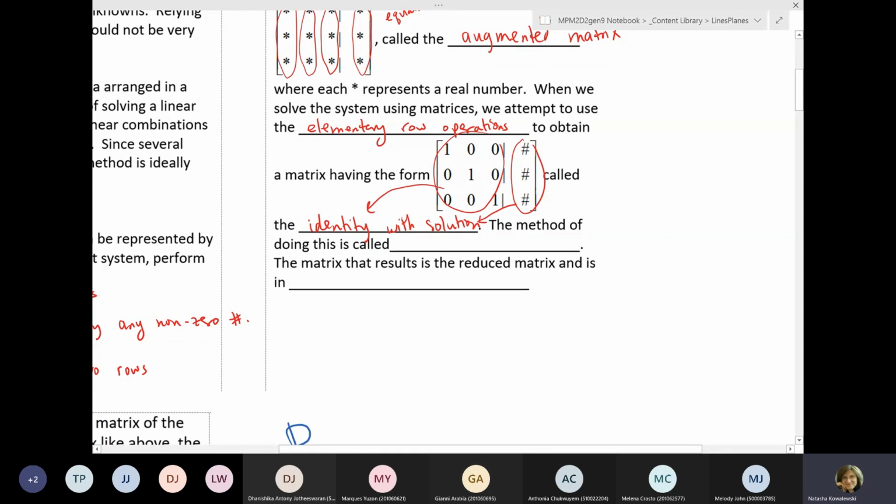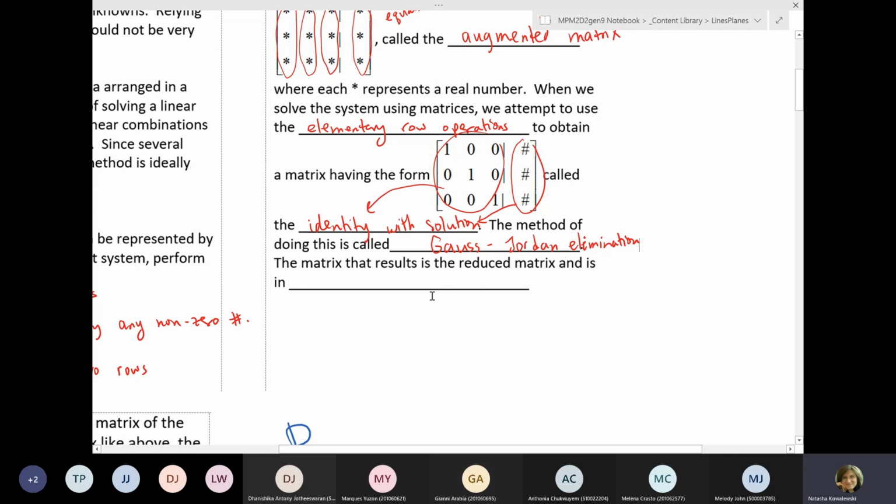Okay, the method of performing this has a specific name because it's two individuals that came up with it, so they get the credit. Gauss is one of the persons, and the second one is Jordan. So this is called the Gauss-Jordan elimination method. And the matrix that results is the reduced matrix.